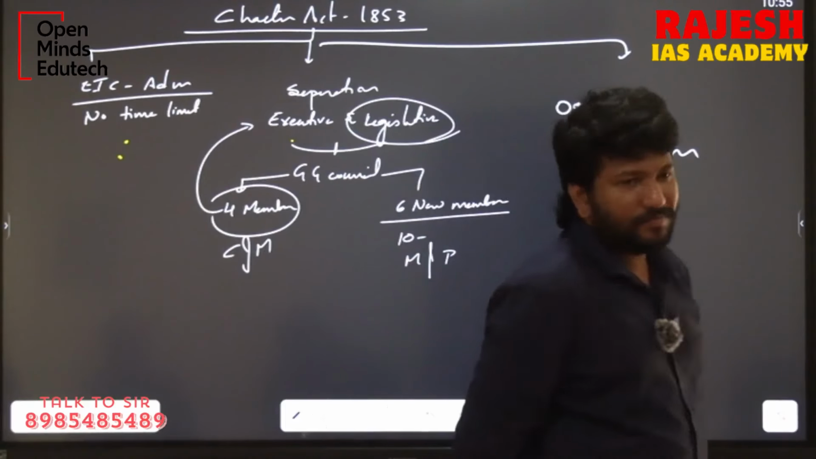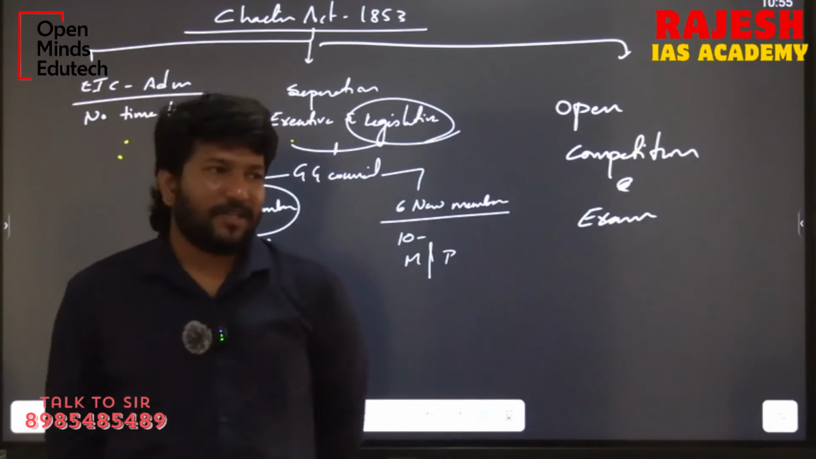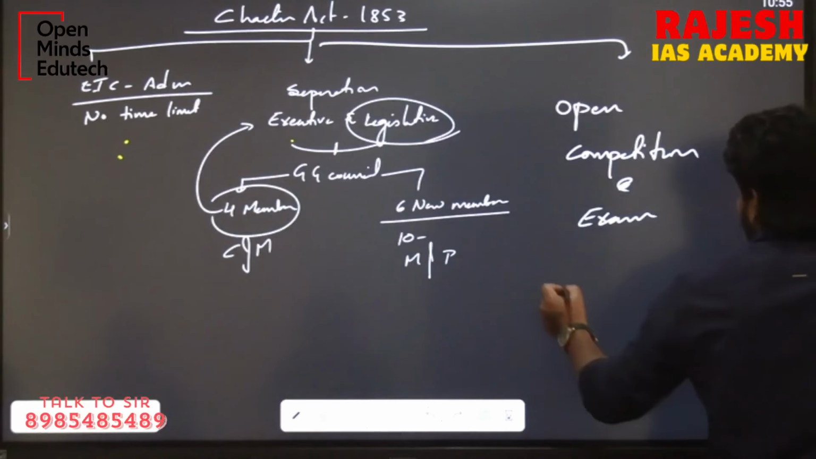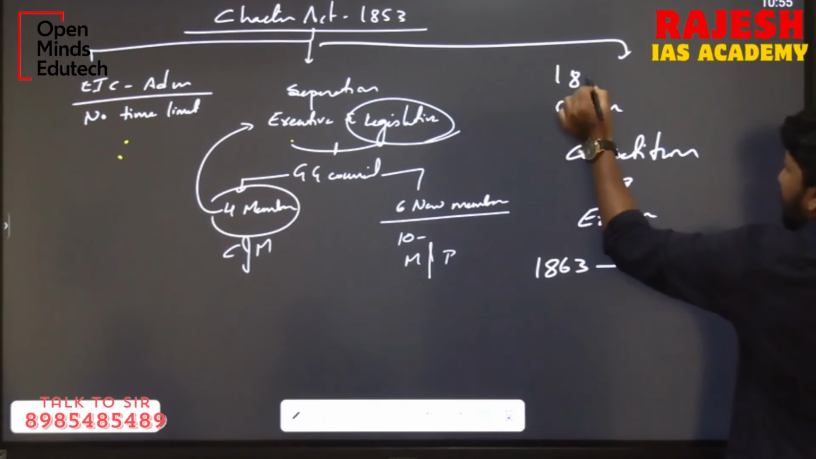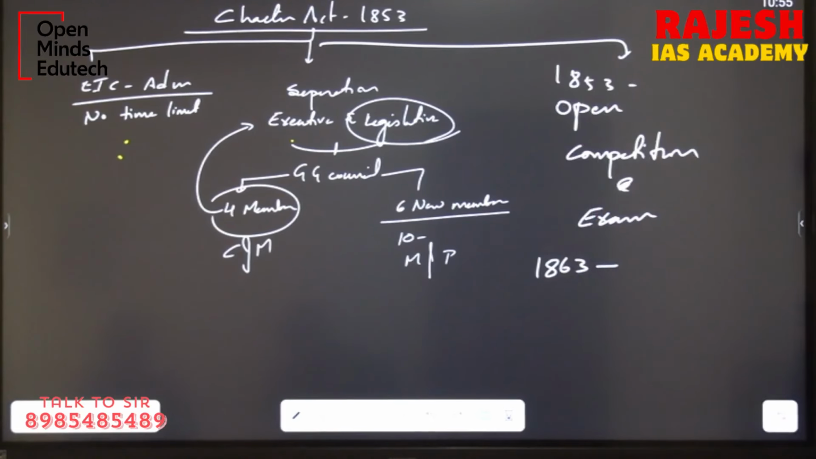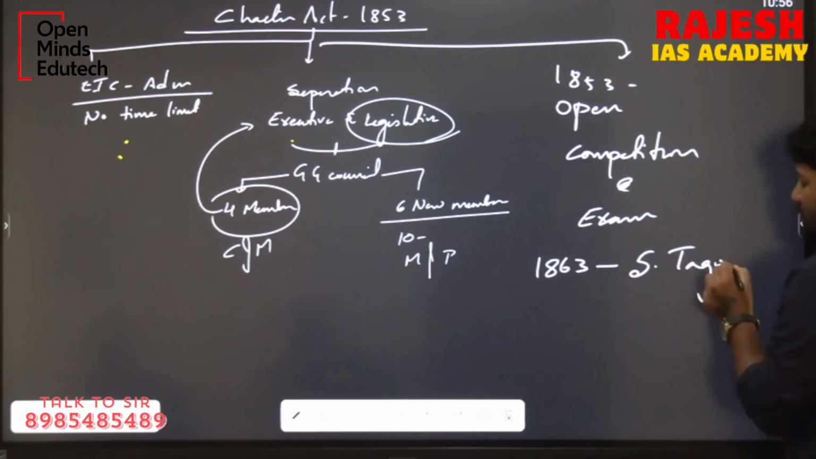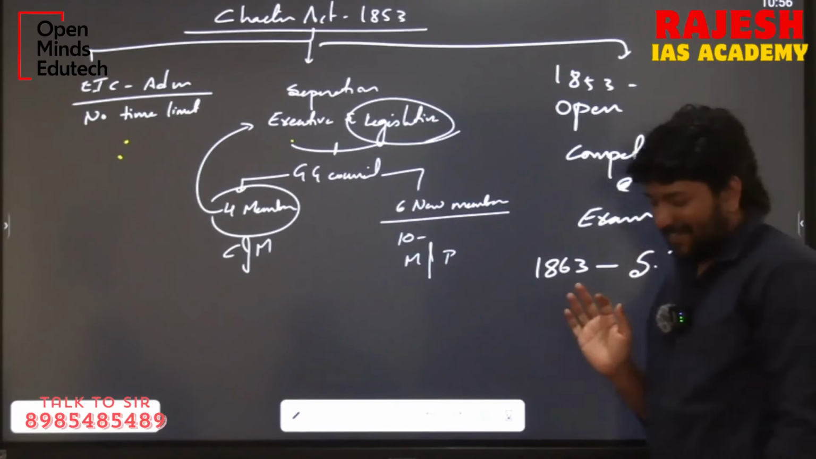Who is the first Indian who became ICS? Initially ICS. Who is the first Indian? When? It took 10 years. See, understand, the act is 1853. It took 10 years. Satyendranath Tagore, brother of Rabindranath Tagore. No one knows about Satyendranath Tagore. Everyone knows about Rabindranath Tagore.